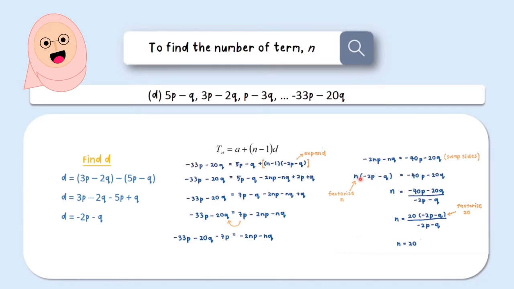And as we know that both of these, n and the (negative 2p minus q), are multiplied, so as we bring the negative 2p minus q to the other side, it will become divide. And then the negative 40p minus 20q, we factorize 20, we cut them both off, and n is 20.